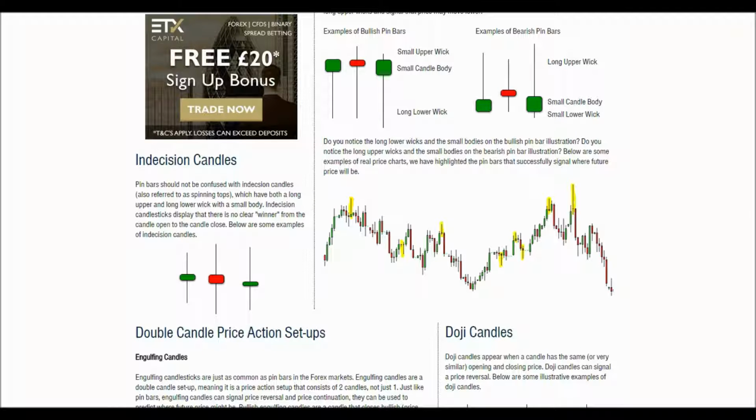With this big pin bar, price falls down. Bearish pin bar, price falls down. Bearish pin bar, price falls down. Bullish pin bar, price goes up. Bullish pin bar here, price goes up.